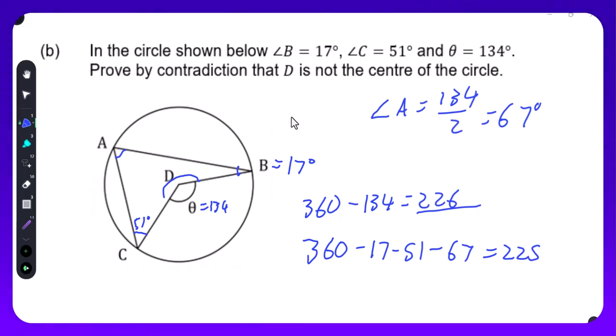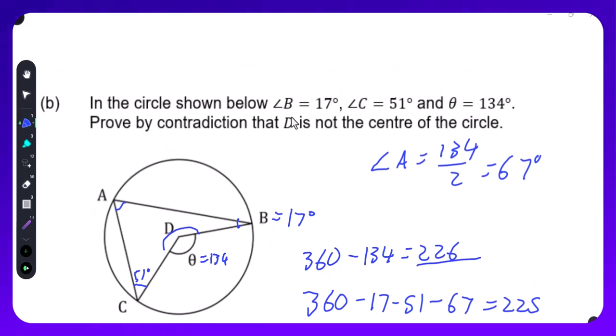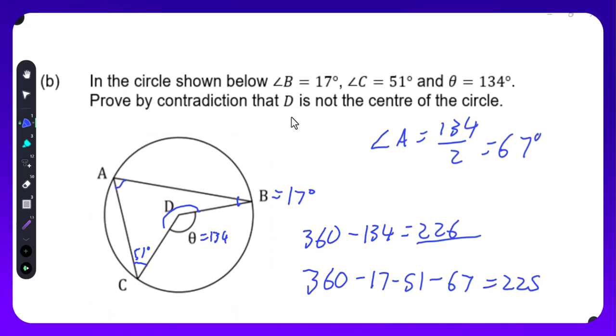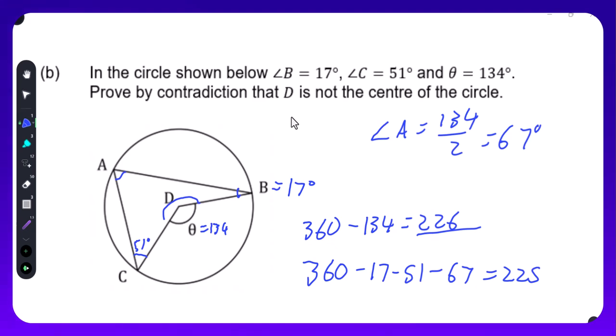So it is clear that D is not the center of the circle, because we've used quite common circle theorems and a common geometric fact about quadrilaterals, that they must sum to equal 360 degrees. So therefore, this is proof that D must not be at the center of the circle, because when we've applied the circle theorem correctly, we do not end up getting 360 degrees around point D.